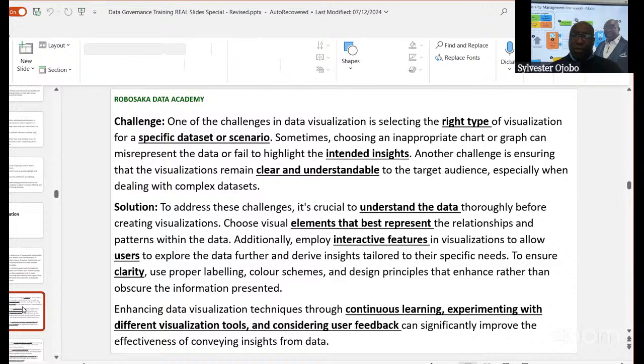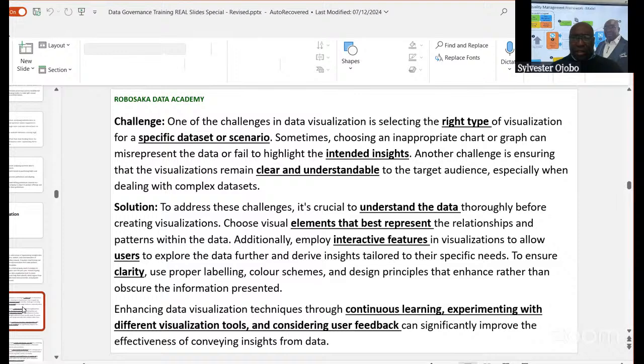And that will determine which one is priority to you, and take a very strong and decisive action to ensure that that is reduced to the barest minimum, if not eliminated. So if you don't know the right type of visualization, you may use a different kind of visualization that will be very difficult to interpret with respect to the data set you have. Sometimes choosing an inappropriate chart or graph can misrepresent the data or fail to highlight the intended insight.